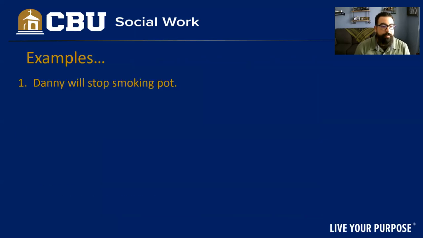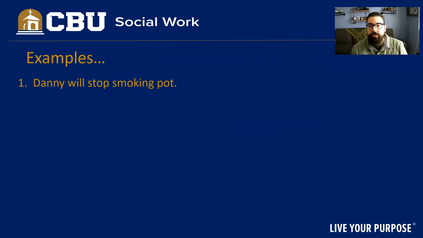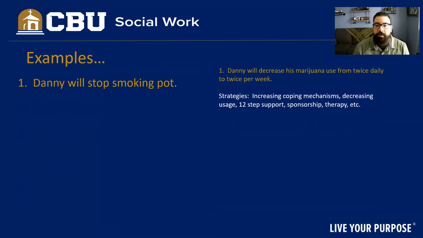Let me give you some examples really quick. So Danny will stop smoking pot. That's one way to write a treatment goal, but that's not going to pass an audit because it doesn't meet our test of frequency, duration, and intensity. So let me give you a good example. Danny will decrease his marijuana use from twice daily to twice per week. That's a goal that's measurable. We can actually see if the frequency is decreasing.